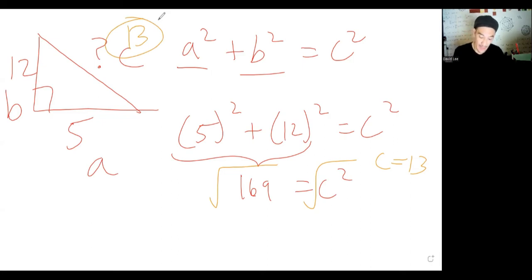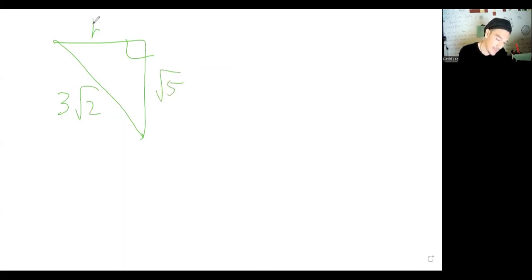This can get tricky, so let's not think this is all that easy. Watch. Here's one that can stump some students. Watch this one. Let's say this is 3 square root 2, and let's say this is square root of 5. And your goal is to find the missing leg called b. So let's go Pythagorean theorem.